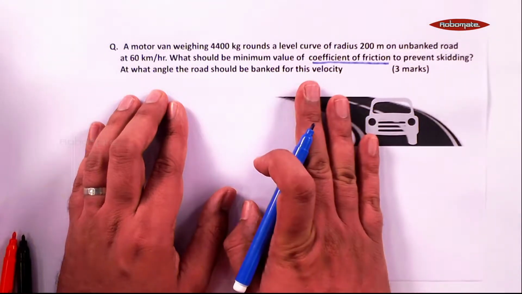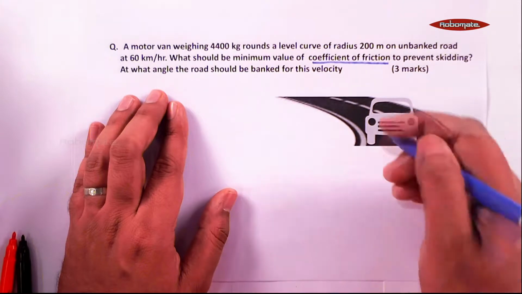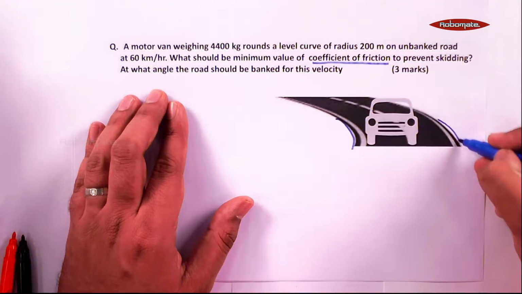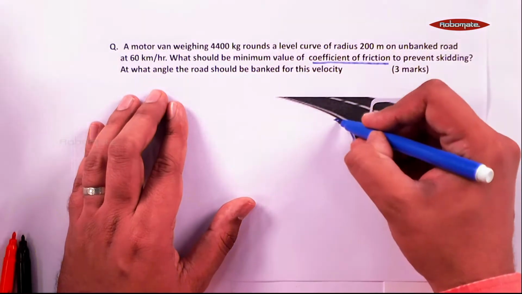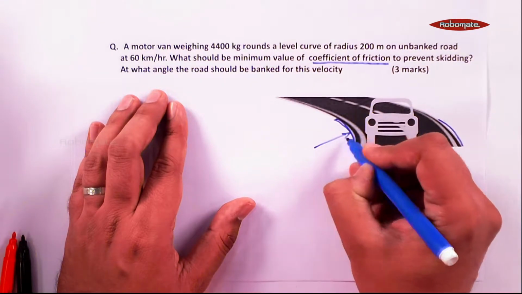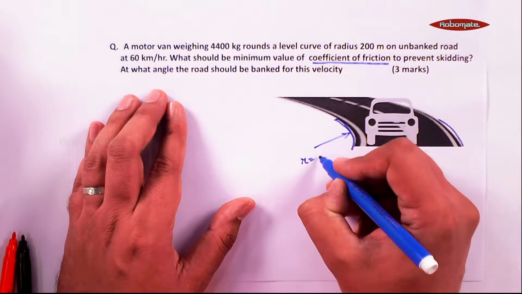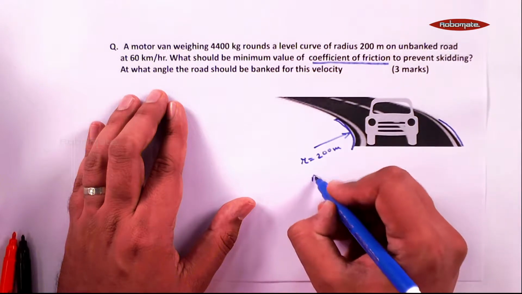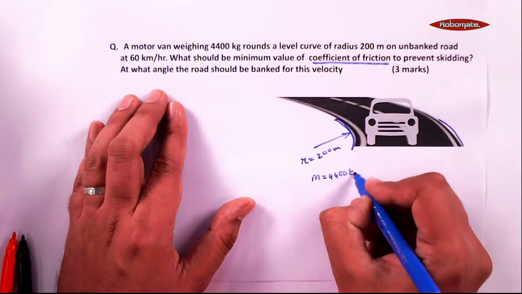So going to the first part, unbanked road, no banking. You can see there is a curvature road over here. This is just for reference I have drawn. You need not draw this diagram in your board exam, just for visualization I have considered. So this is the curvature of the road. The radius of curvature of this road is given to us, r is 200 meter. The mass of this car is given to us 4400 kg.